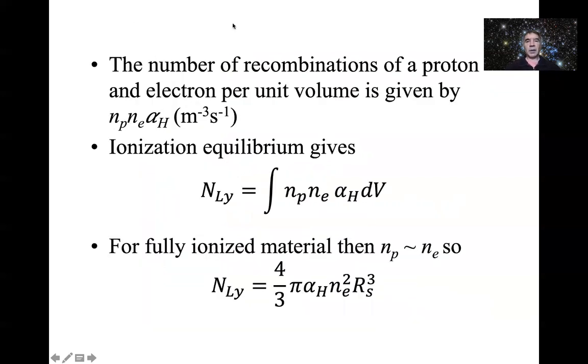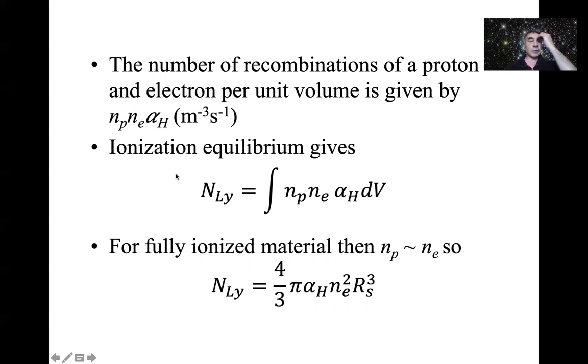So that was the photoionization side of the equation. Let's look at the recombination side. The number of recombinations of protons and electrons per unit volume is given by this expression here, where alpha H comes from atomic physics and basically determines the rate of recombinations. But it's a two-body process, so you've got protons and electrons, and the rate at which they recombine will be higher if you've got more protons or more electrons per unit volume. Any two-body process depends on the number density of each particle involved. That's why it ends up like this.